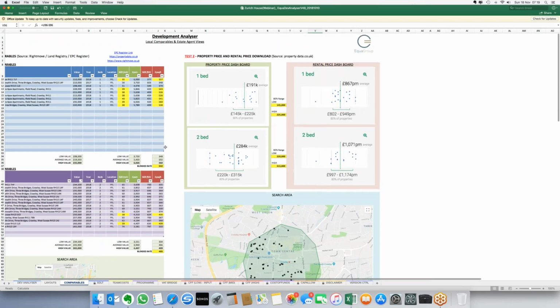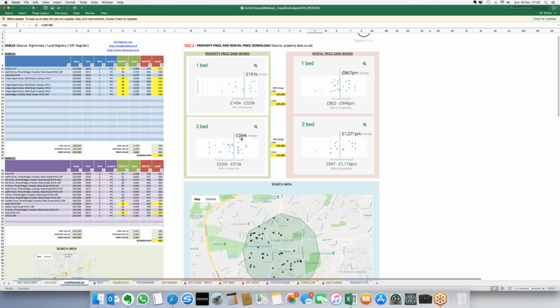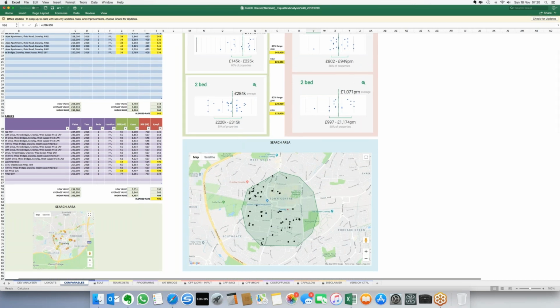We then do another test. So we then go off to, we use a website called propertydata.co.uk. So it works very similar to Rightmove, and again it's targeting land registry and other information there, but it produces some quite nice dashboard illustrations. So here you can see the search area. So this is actually off their system.